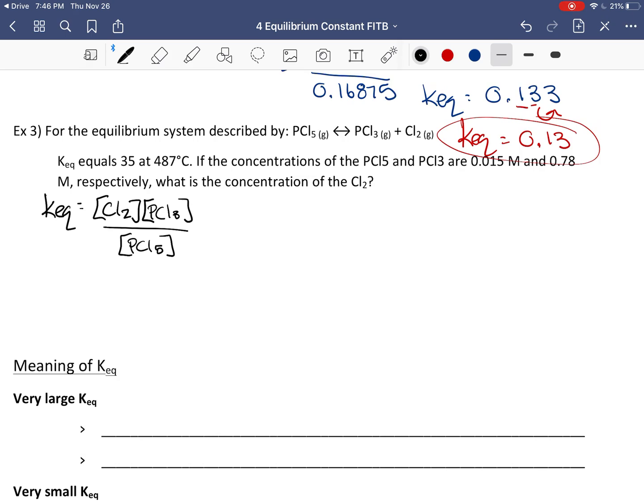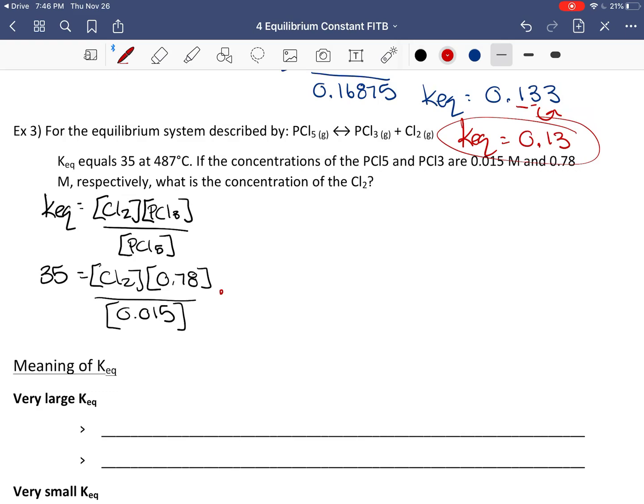So we know that our KEQ is equal to 35. Our concentration of Cl2 is what we are looking for. Our concentration of PCl3 is 0.78. And our concentration of PCl5 is 0.015. You don't have to use square brackets. You can use round brackets. It's fine. Okay, so how do we solve?